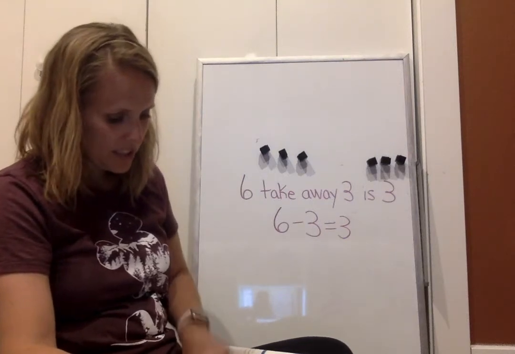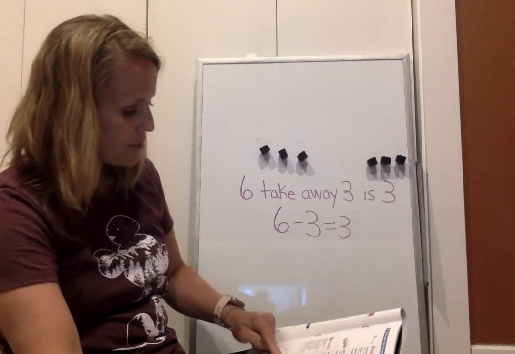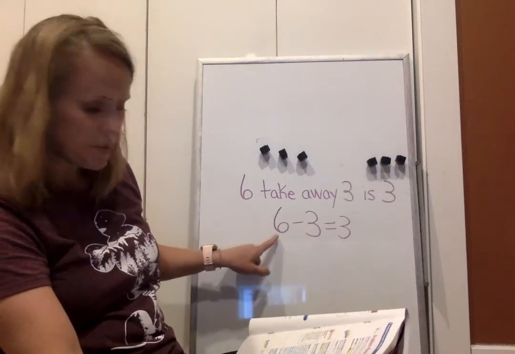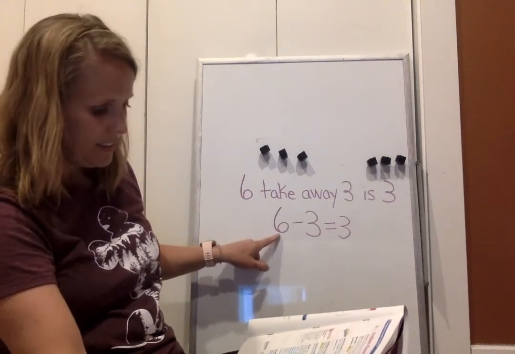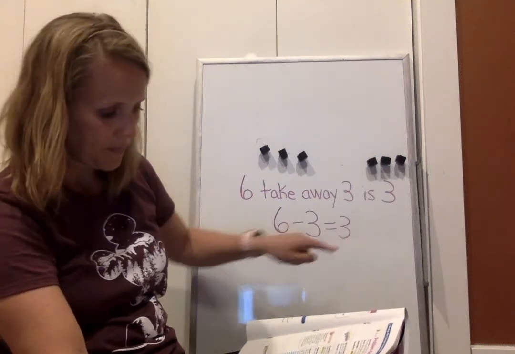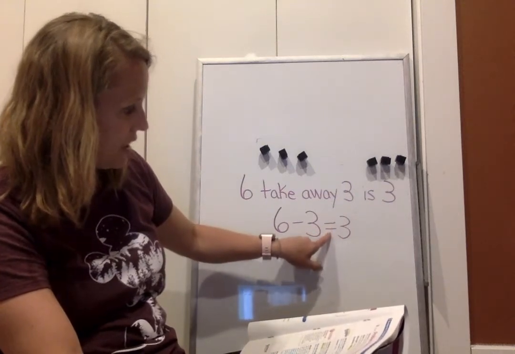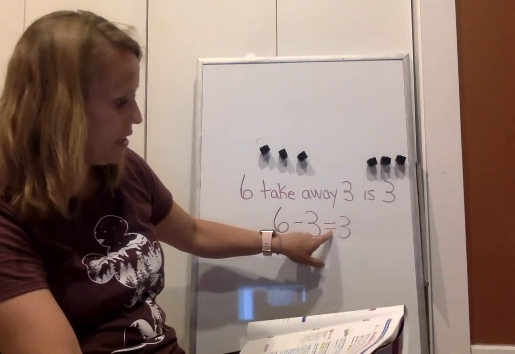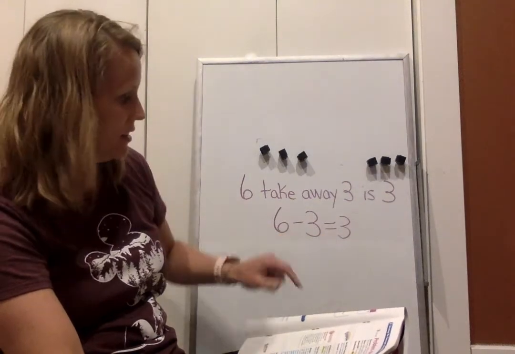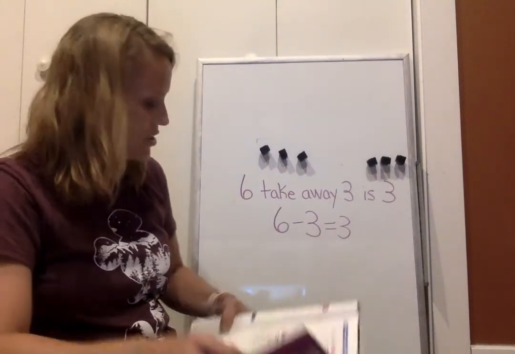The difference tells us how many are left. What is the difference when we subtract 3 hats from 6 hats? The difference is 3. Good job. And that means equal. Instead of writing is, we're going to write equal. That's an equal sign. And it tells us how many are left, what the difference is. Okay, let's do another one.